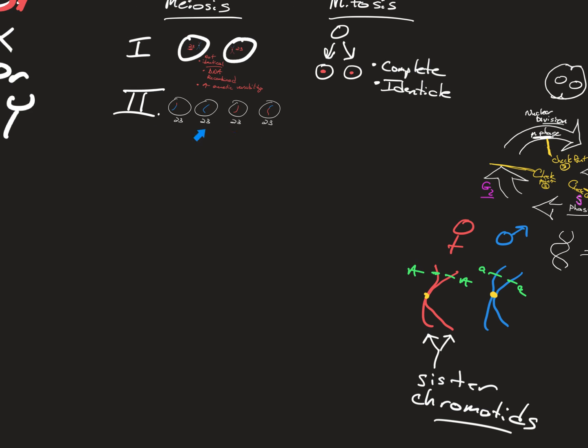So when you're looking at mitosis, they're completely identical. In meiosis, there are 4 cells at the end of meiosis 2. They're all different. In meiosis, you have crossing over, which is what makes them different. And also there's independent assortment. So which one of these goes into each egg or each sperm?